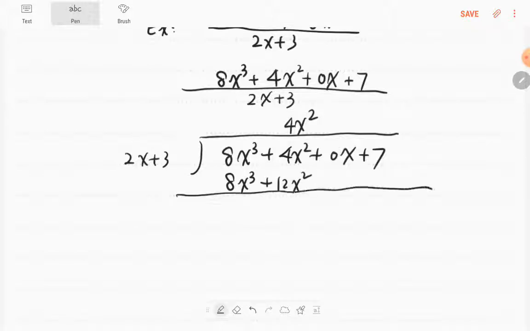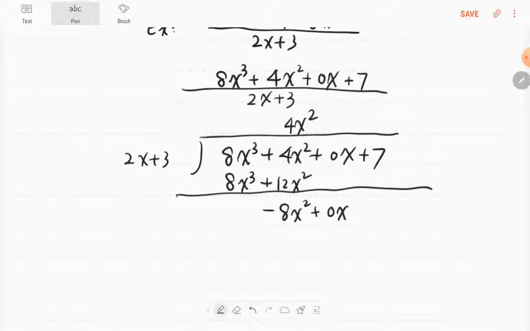So we will do the subtraction, the top minus the bottom. So 4 minus 12x squared, we will get negative x squared. Then we will copy down the next term. Each time we just copy one more, okay? So the next term is just the missing term. So 0x here, 0x here.